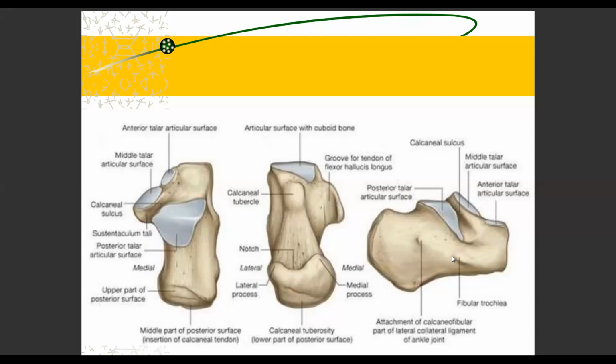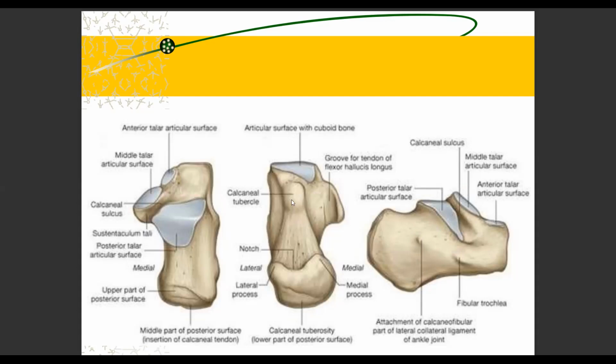There are two projections, or outgrowths. One is the fibular trochlea, and the other is the attachment of the calcaneofibular part of the lateral collateral ligament of the ankle joint on the posterior superior tubercle. There are three surfaces for the subtalar joint: the posterior talar articular surface, the anterior talar articular surface, and the middle talar articular surface.